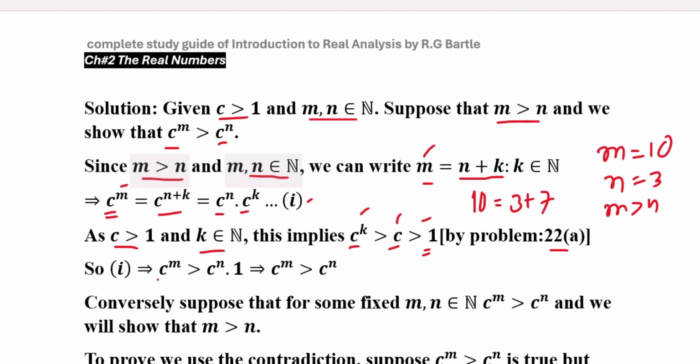So equation number 1 can be written as c raised to power m, replacing c raised to power k, as this result says c raised to power k is greater than 1.